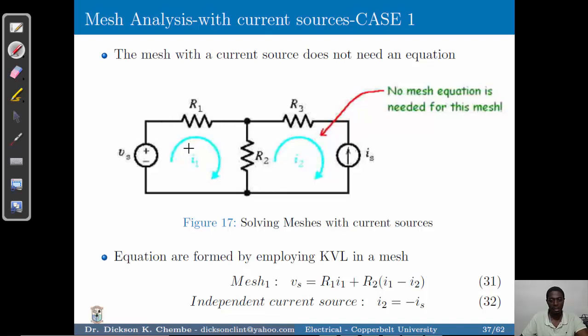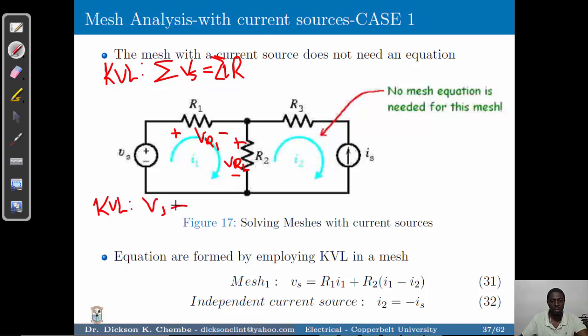But in the first case, we simply apply KVL where we have a voltage source. We know that the sum of voltage sources should be equal to the sum of voltage drops. So this forms KVL. In this case we've got just one voltage source, and then we've got voltage drops. Where the current enters a resistor becomes positive, minus, so VR1, and here we have plus, minus VR2. According to mesh 1, these are the voltage drops on resistor 1 and resistor 2. Therefore, to formulate KVL, the voltage source must be equal to the voltage drops, VR1 plus VR2. And this is what we are formulating up here.